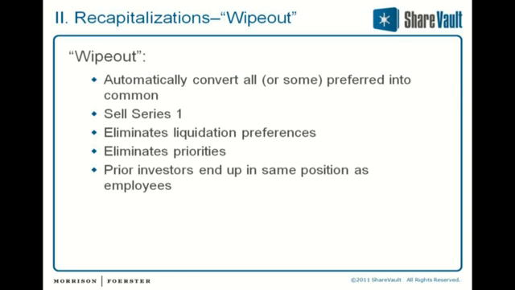Let me finish on recaps by going to the wipeout. Some people call this a restart. This is also a pretty easy transaction to describe and to comprehend. This is where you simply wipe out the preferred stock and you convert some or all of the preferred stock into common stock. Very often for simplicity, and so people don't confuse our new Series A with our old legacy Series A, I like to wipe away the A, the B, and the C, just turn it all into common stock and sell Series 1 preferred stock.